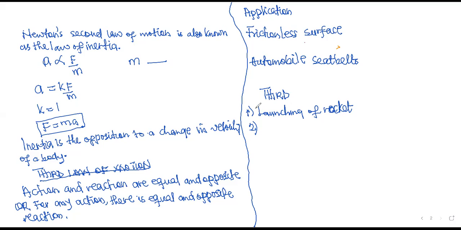And you can also demonstrate the same thing. Inflate a balloon, then let the gas within escape through the outlet. You realize that the balloon would also go forward in the air in the opposite direction. So these are some of the applications of Newton's third law of motion.